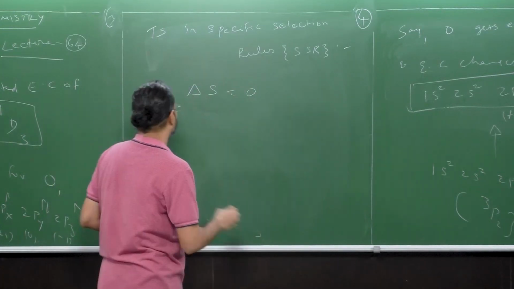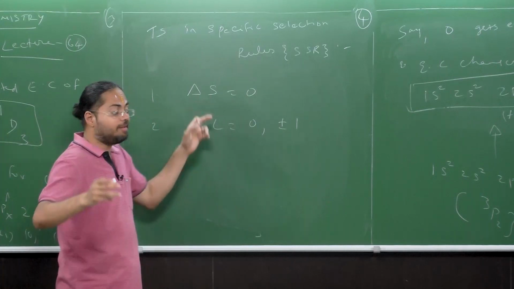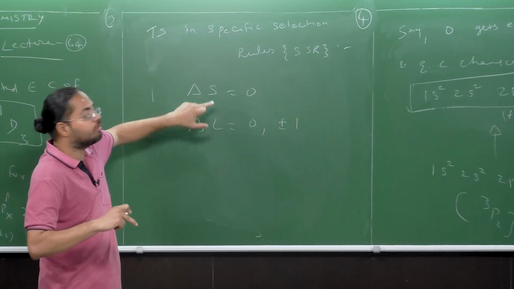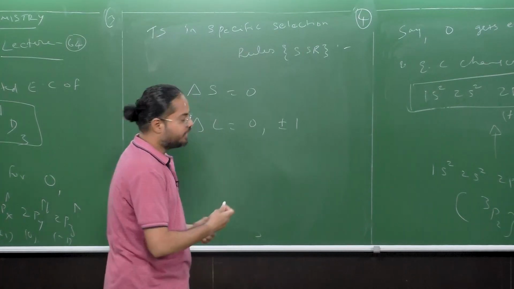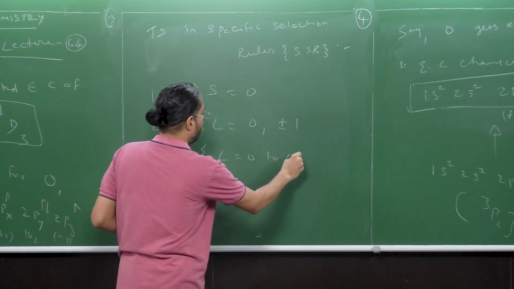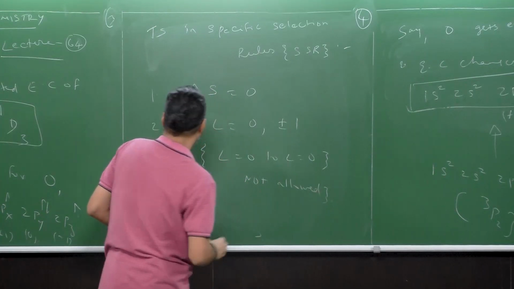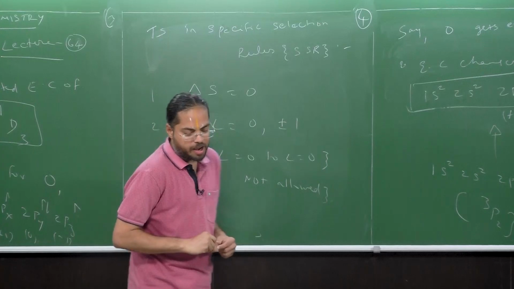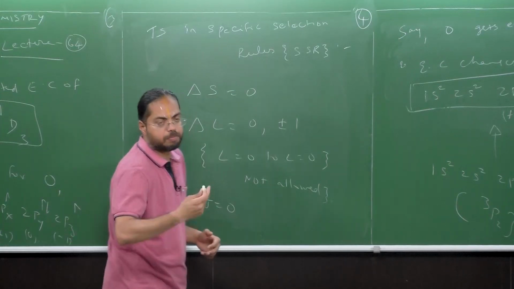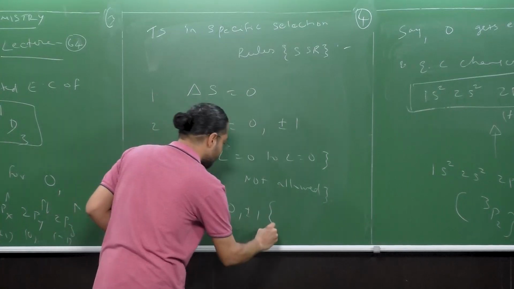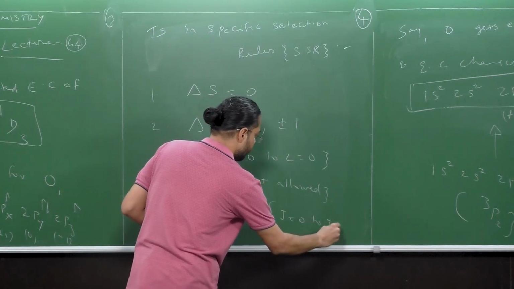The next selection rule is that delta L can be 0 or plus minus 1. When I say S and L, I'm not talking about small s, small l. I'm talking about capital S or capital L. Please note that. So my capital delta L should be equal to 0 or plus minus 1, and noting that L equal to 0 to L equal to 0 is not allowed. The third one is that my delta J should be equal to 0 or plus minus 1 again, and again J equal to 0 to J equal to 0 is not allowed.